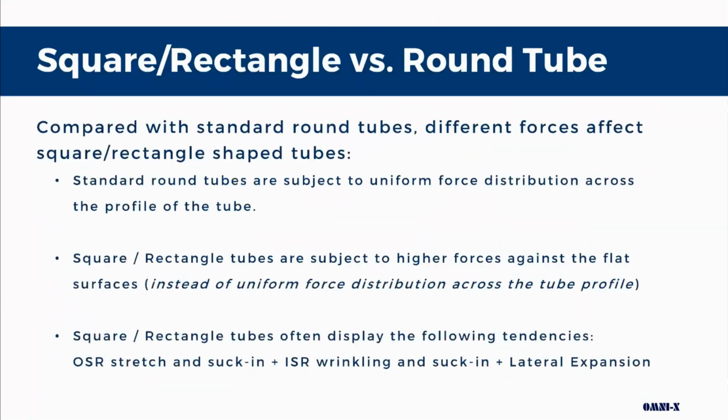Compared with standard round tubes, different forces affect square and rectangle shaped tubes. Standard round tubes are subject to uniform force distribution across the profile of the tube, whereas square and rectangle tubes are subject to higher forces against the flat surfaces, rather than uniform force distribution across the profile. Additionally, square and rectangle tubes often tend to result in stretching and sucking in of the outside radius, wrinkling and sucking in of the inside radius, and lateral expansion of the tube.